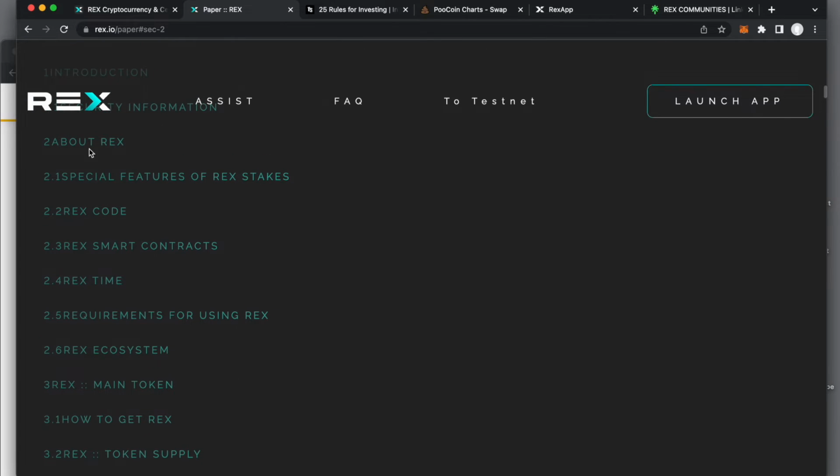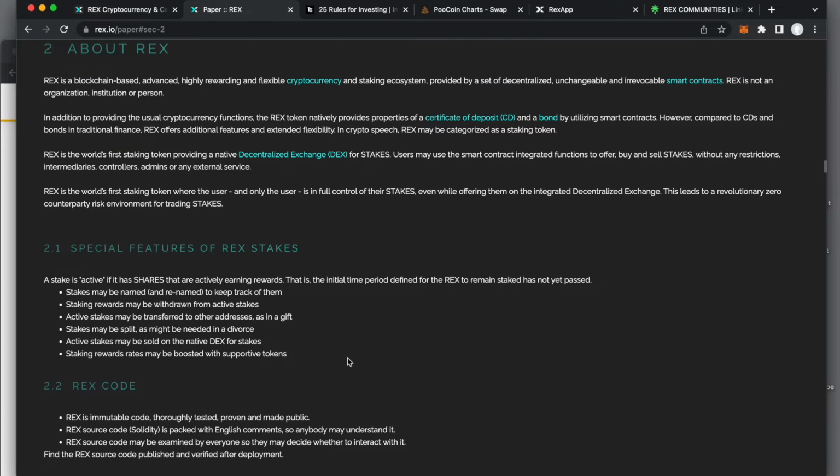details of Rex. So Rex is a blockchain-based, advanced, highly rewarding, and flexible cryptocurrency and staking ecosystem provided by a set of decentralized, unchangeable, and irrevocable smart contracts. Rex is not an organization, an institution, or a person.